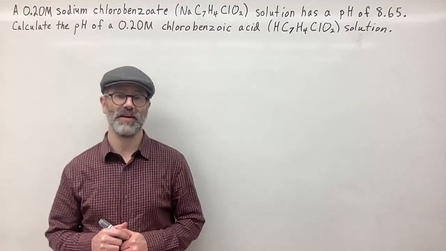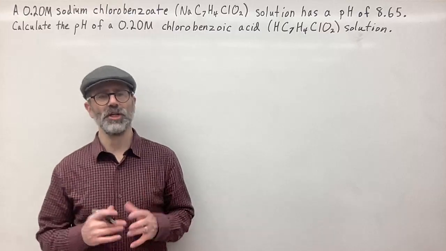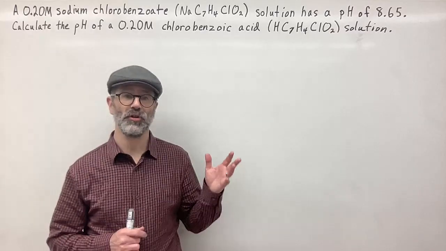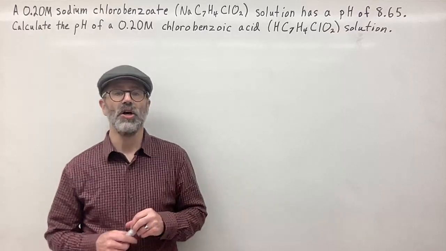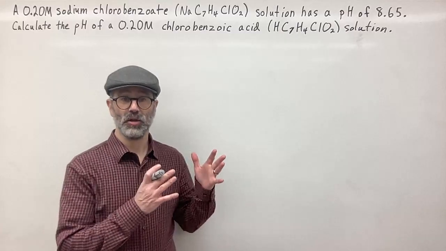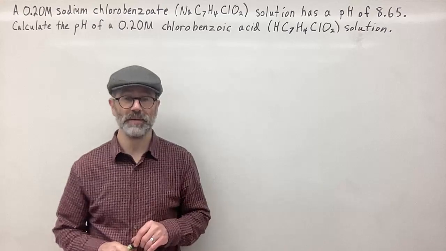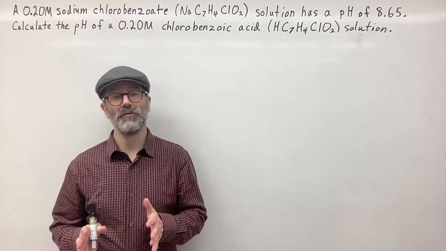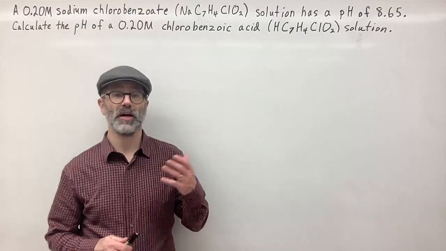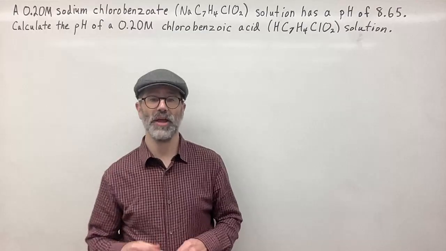HC7H4ClO2. So the first thing you want to do is, they gave you the pH of the solution for the salt, so we want to find the Kb of the sodium chlorobenzoate, because once we find that, we can get the Ka value for the chlorobenzoic acid. So let's go ahead and do that first.